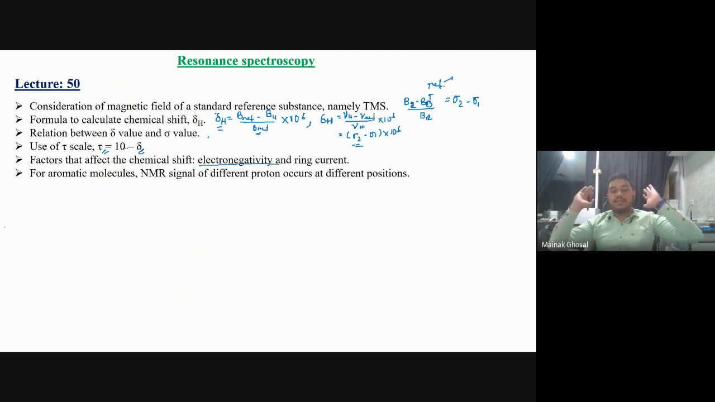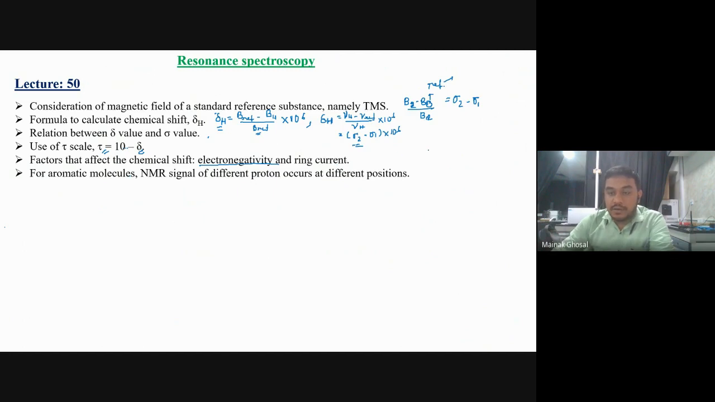So up to this, you just understand that for different hydrogens present in a molecule, you will get peaks at different positions. Okay, because for every hydrogen the delta value, or the chemical shift, will be different. Now, the factors on which chemical shift will depend. Two factors are there: one is electronegativity, another is ring current.